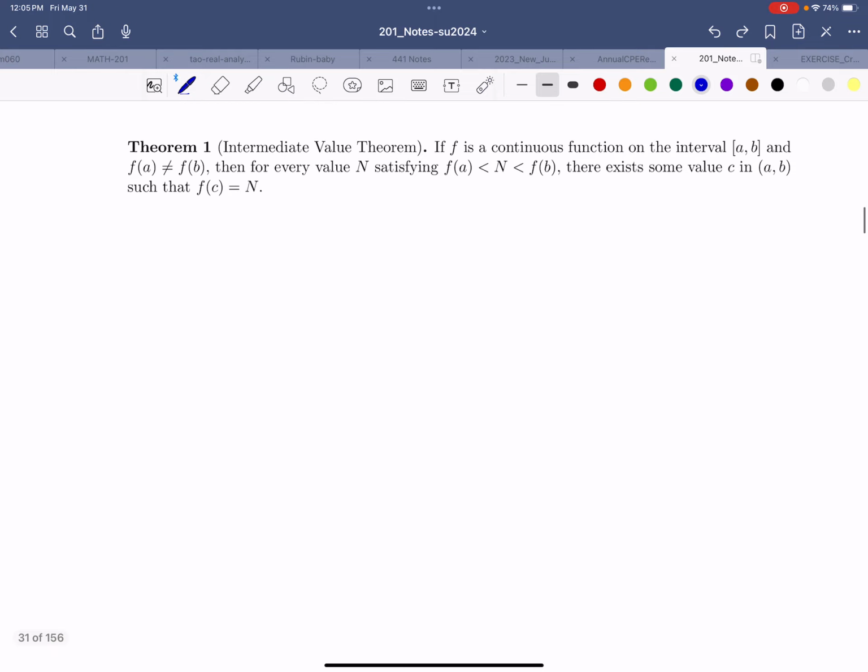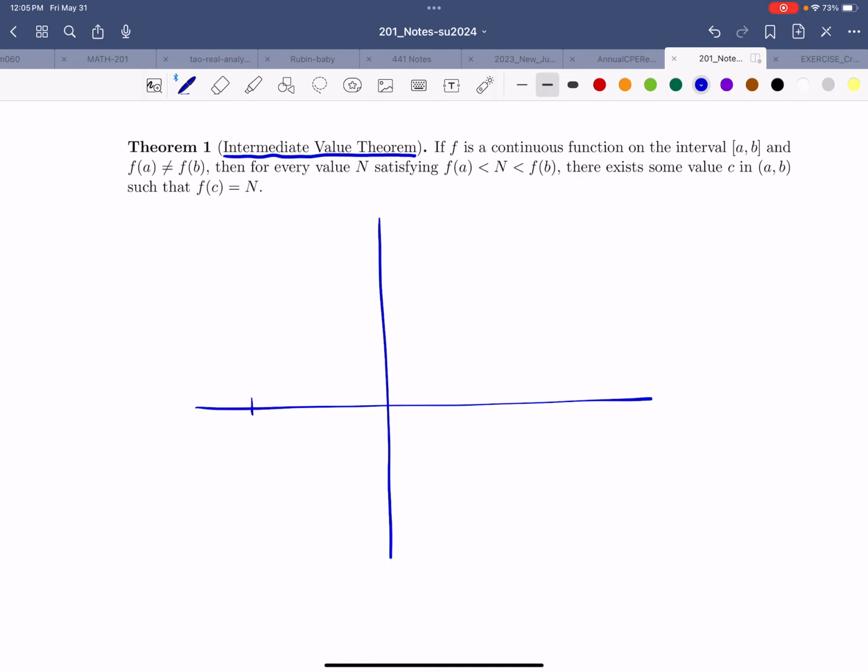So this is an important theorem. You don't need to memorize the theorem statement, but you do need to know what it means. You need to know how to use it. It says that if we've got a continuous function on some interval, let's say a to b, doesn't matter where a is. And this is our x-axis, this is our y-axis.